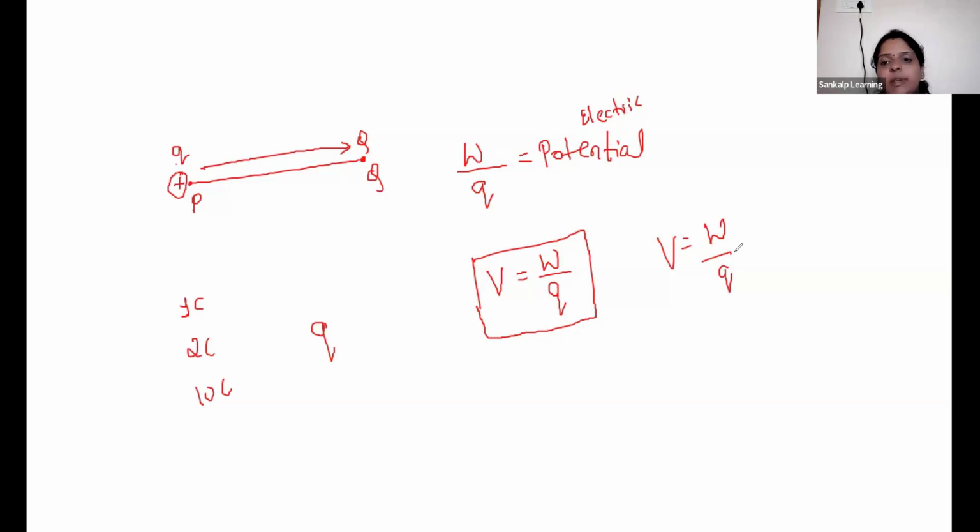This is one way. Another way you can define it: the amount of work done in bringing a charge from infinity to the given point, that is called as what? Electric potential. Okay, so here I told you between P and Q. One more additional point I am adding here, that is electric potential is also defined as what? It is the amount of work done in bringing a charge from infinity to a given point. You can see it here in the slide.